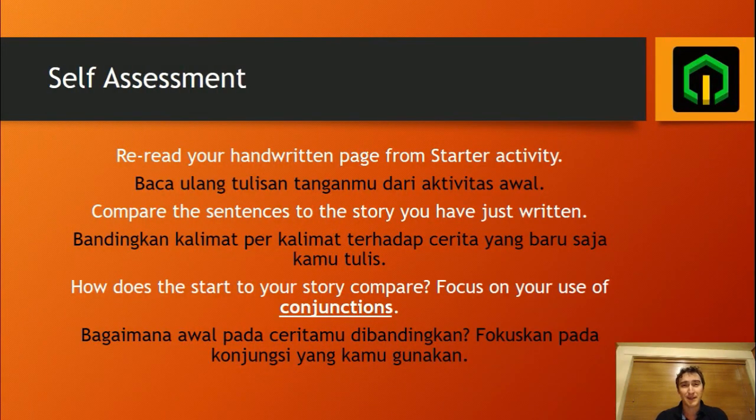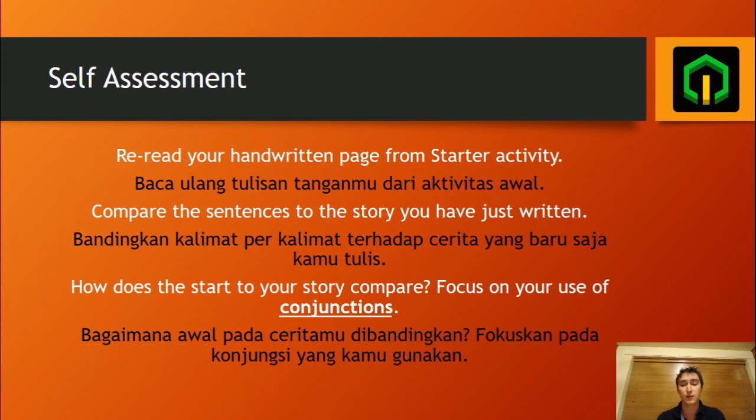Welcome back. Now we've started your story, it's time to assess the work you've done. So, reread your handwritten page from the starter activity. Compare the sentences to the story you have just written. How does the start of your story compare?